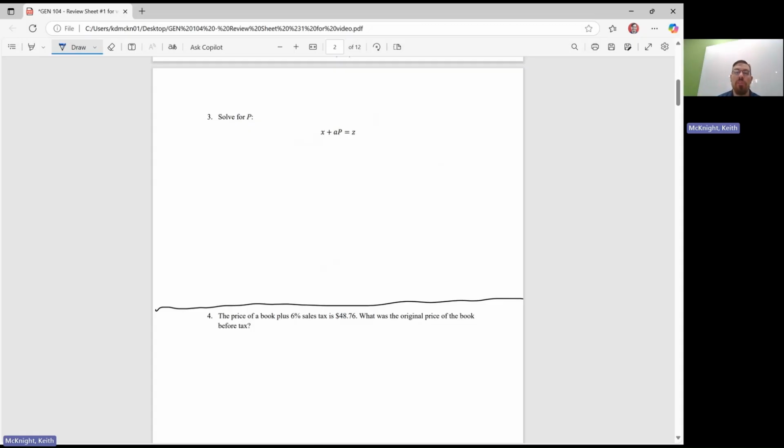So the first thing we want to do if we're solving for P here is get rid of this X that's being added on to A times P. If it's being added, our opposite will be subtraction. So we're going to subtract X from both sides of our equation. That way those will cancel. And what we'll see is we'll have the equation A times P is equal to Z minus X. Now, we don't get to combine Z and X here because they're not like terms, and we don't know what their numbers are. This is the only difference between numbers and variables. We just have to leave it as Z minus X. We can't do much with that.